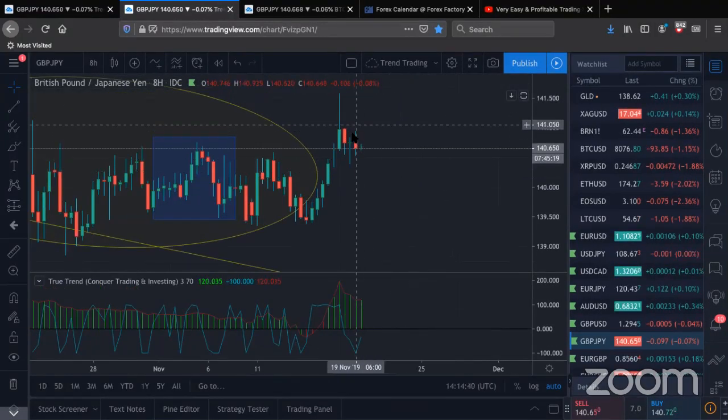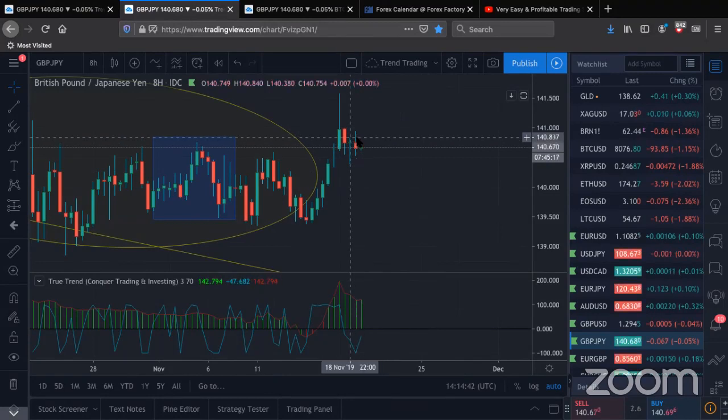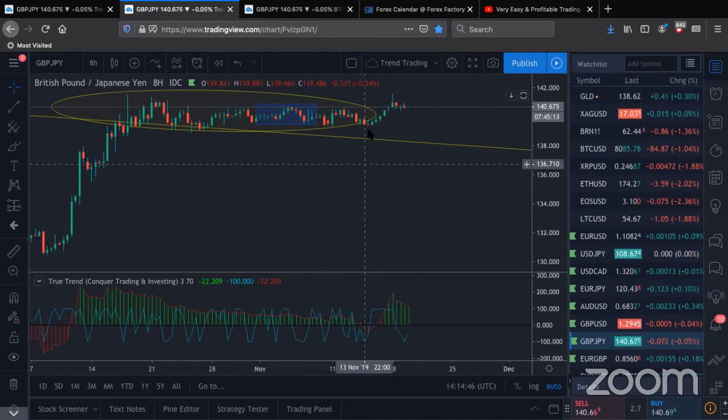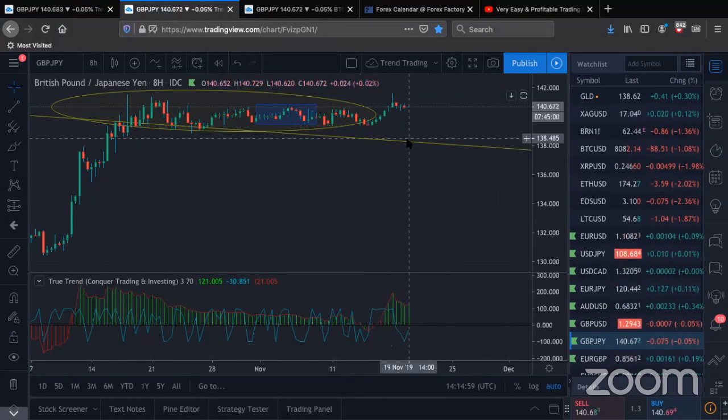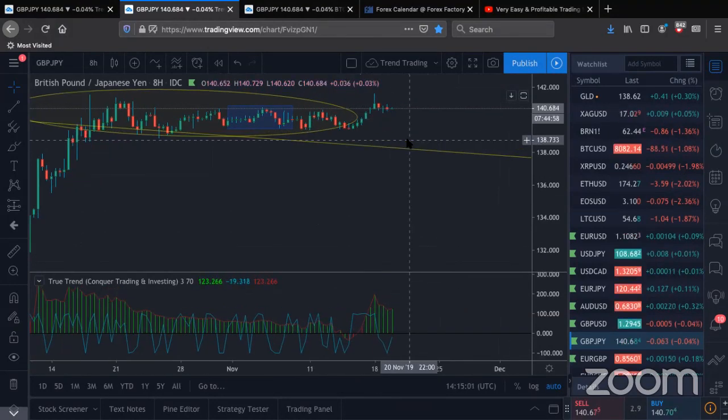So right here, again, I triggered right here during London, and I had to put my stop down over here, right? I don't know the exact price off the top of my head, but it must be right around 139.28. That's a far stop. It's 2 ATR. ATR is the average true range, so it's twice the distance that this pair normally trades in a full day.